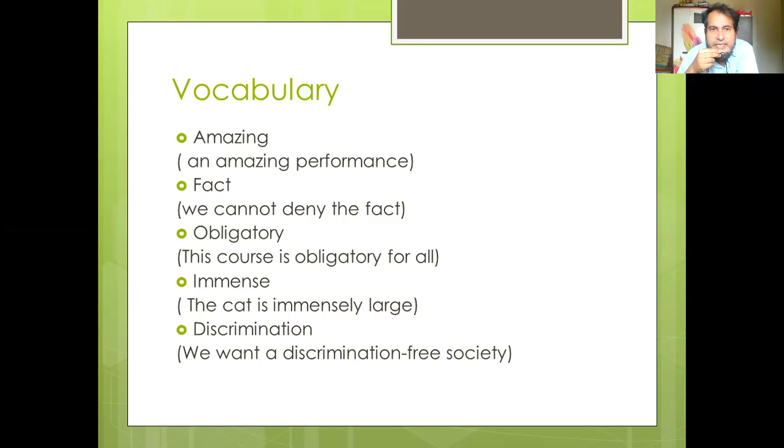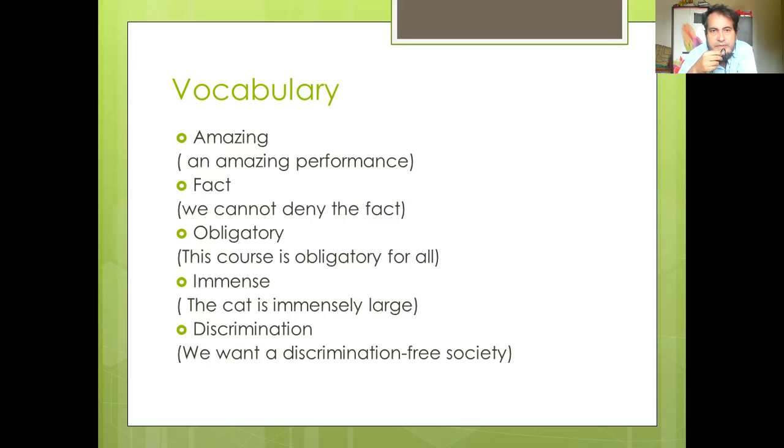The third word is obligatory. Obligatory means which you are bound to do, or compulsory. The synonym of obligatory is compulsory or must, which is must for all. For example, you have gone to study a course, and that course is obligatory for all. That means all the students should take that course. So obligatory means compulsory.